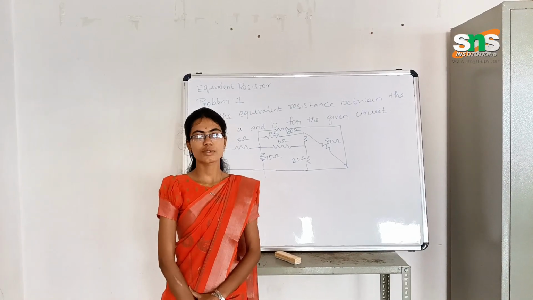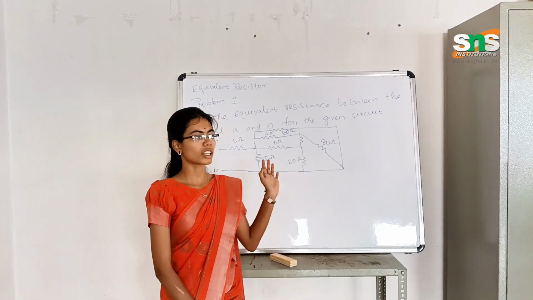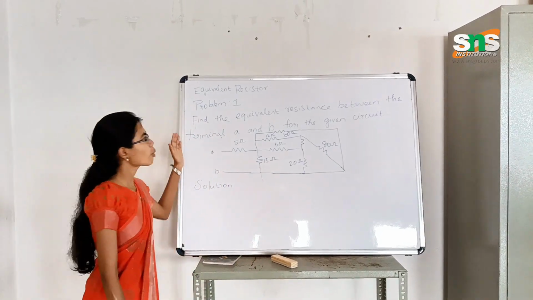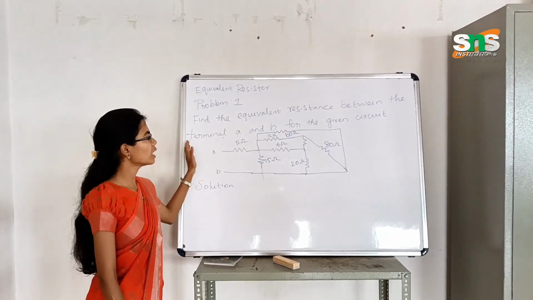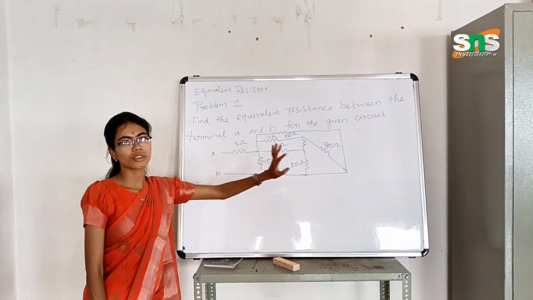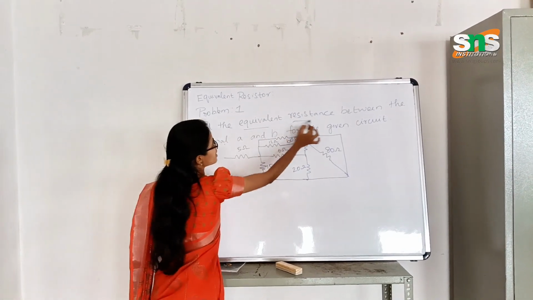In this lecture series video of electric circuit analysis, today's topic is about equivalent resistance. So, problem number 1. Find the equivalent resistance between the terminals A and B for the given circuit. For this given circuit, we are going to find out the equivalent resistance.